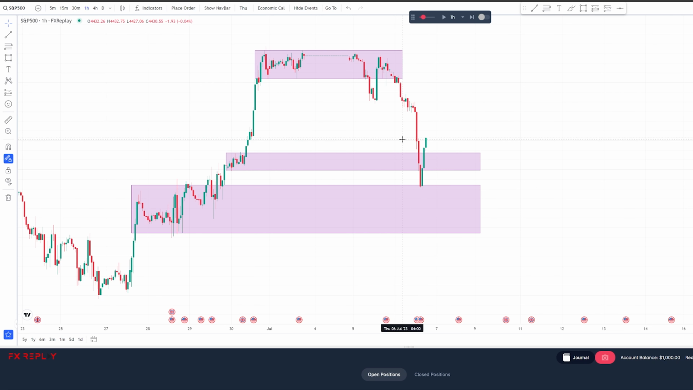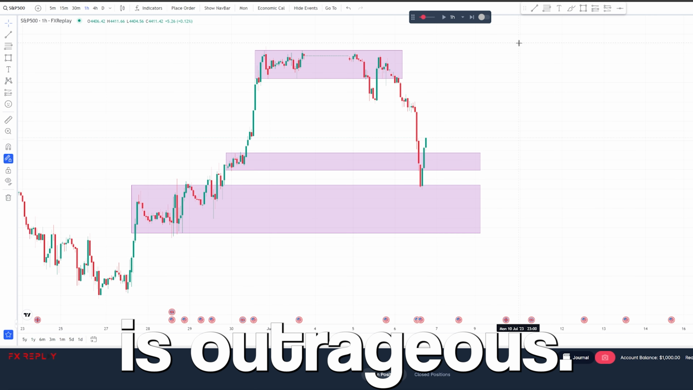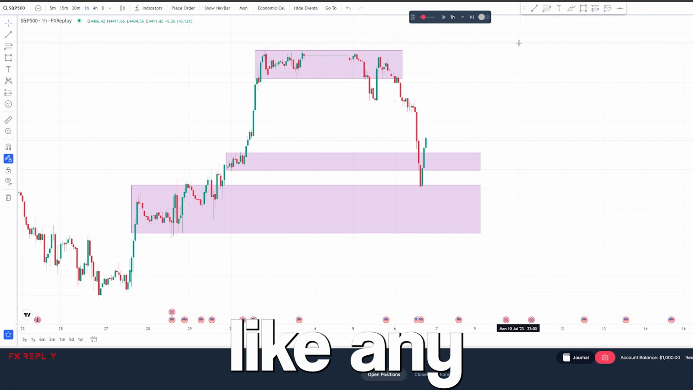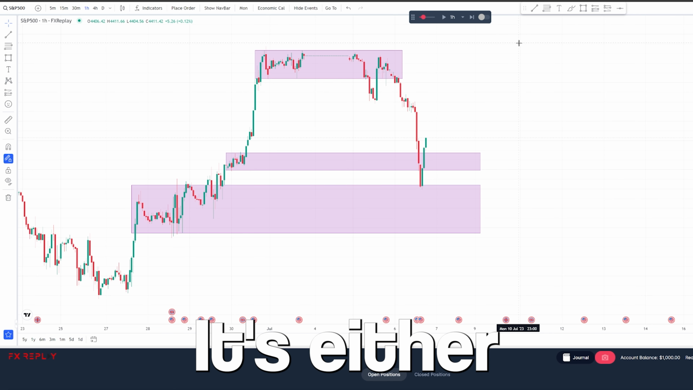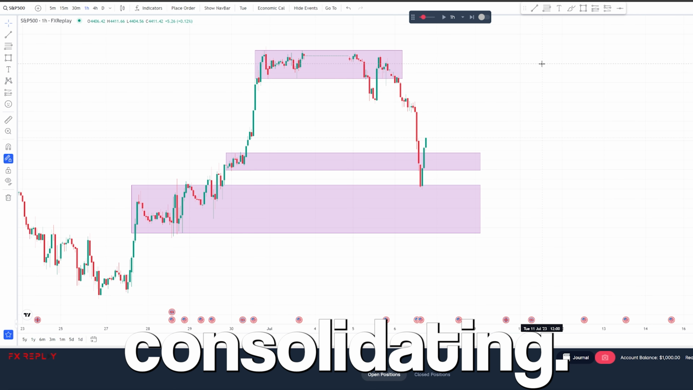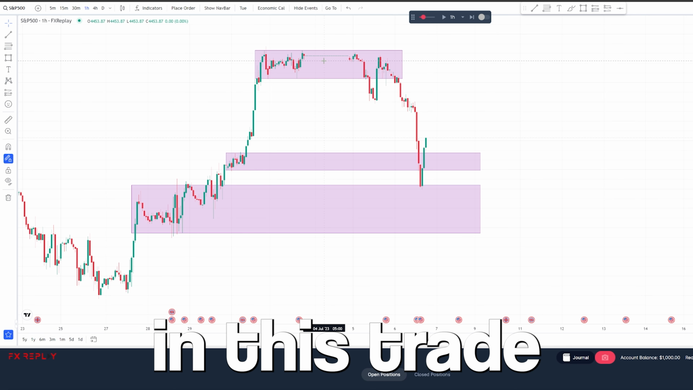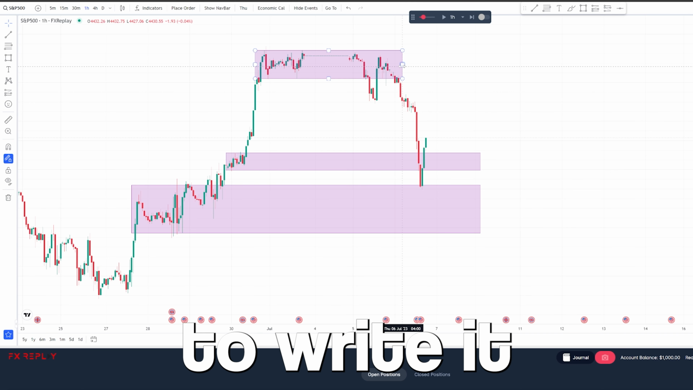Right now this is perfect for scaling your account, especially S&P and US30 or US oil or even NASDAQ, just because you make a lot of money, and that's literally it. The volume is outrageous. It doesn't consolidate like any other forex pairs. It's either straight down or straight up, barely consolidating. So now let's say we're entering this trade for a buy, and we're just going to ride it to our supply levels.